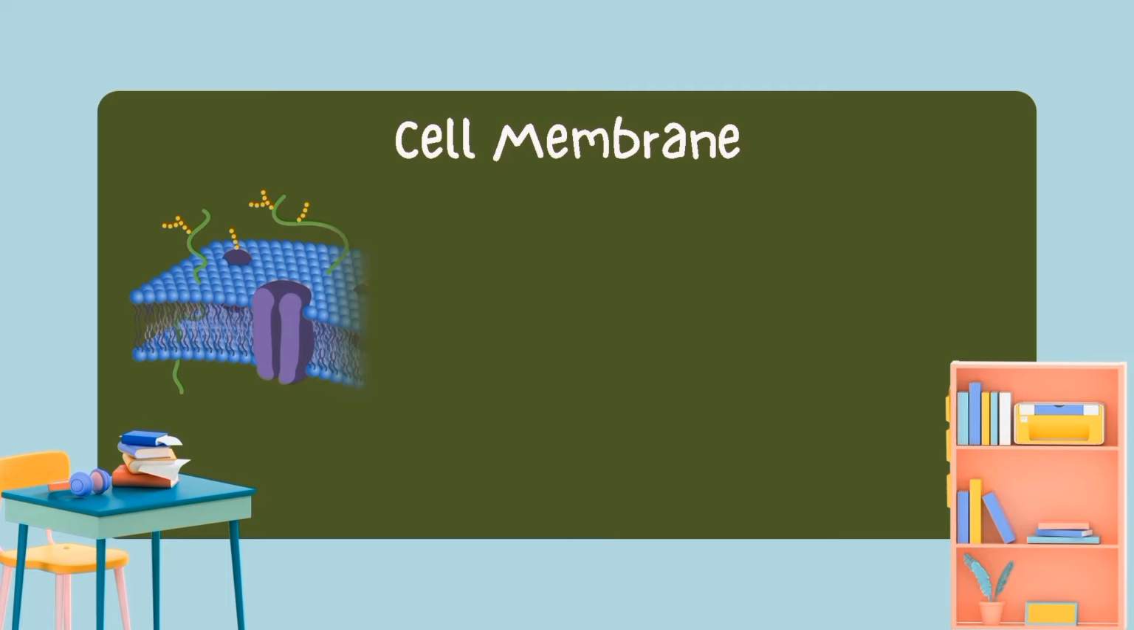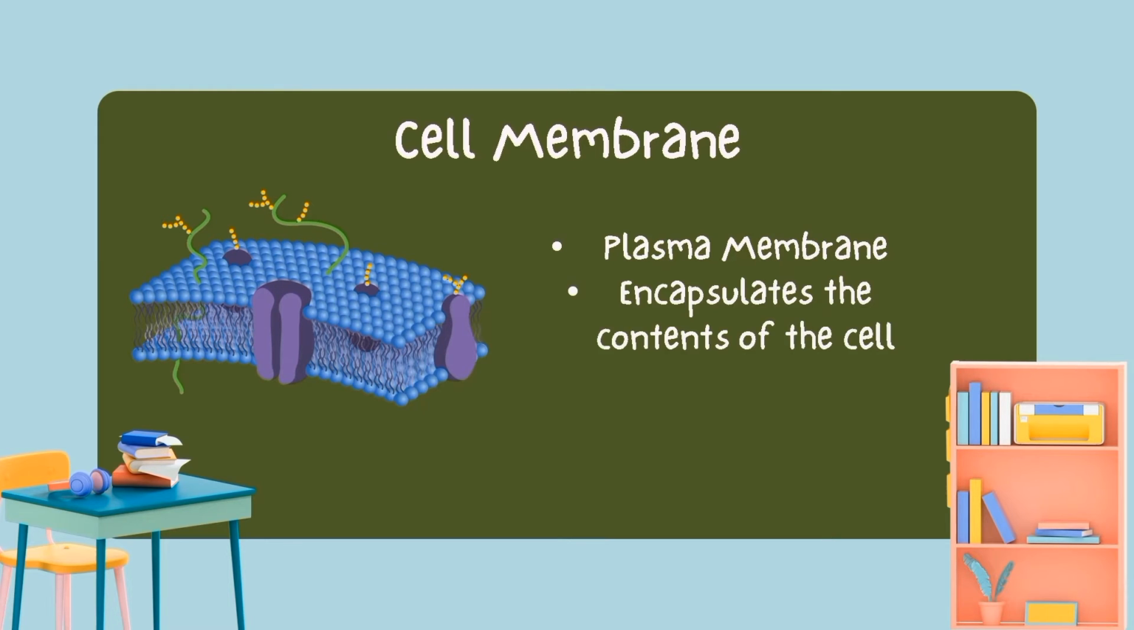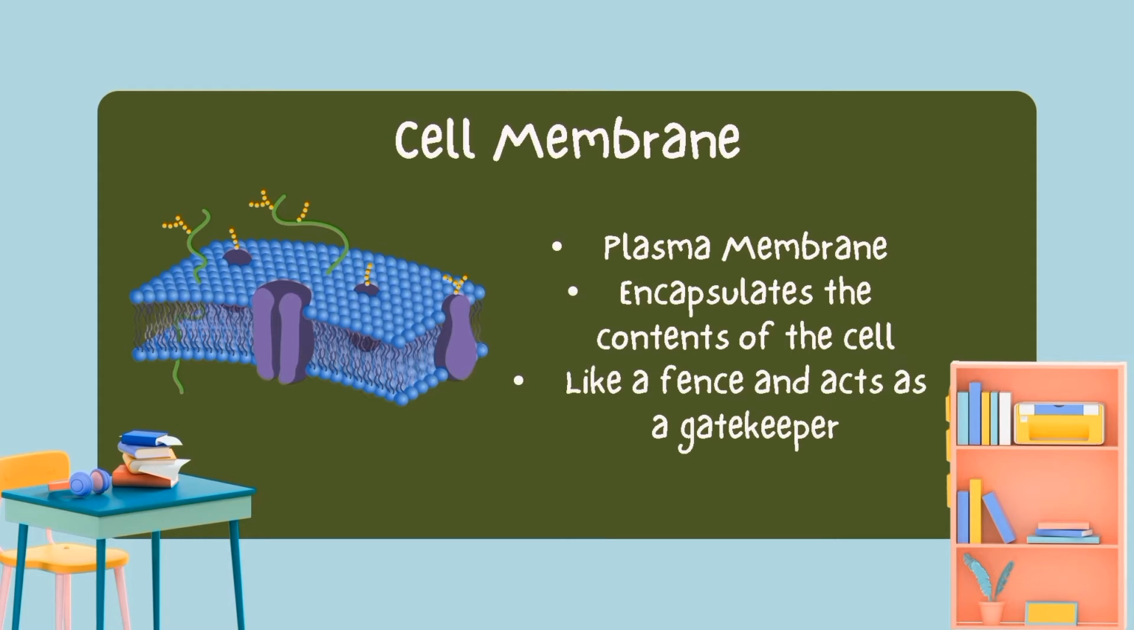First is the cell membrane, which is also known as plasma membrane. It encapsulates the contents of the cell. It also separates the interior of the cell from the outside environment. The cell membrane regulates the transport of materials entering and exiting the cell. It is like a fence and acts as a gatekeeper to protect the cell from the outside environment.